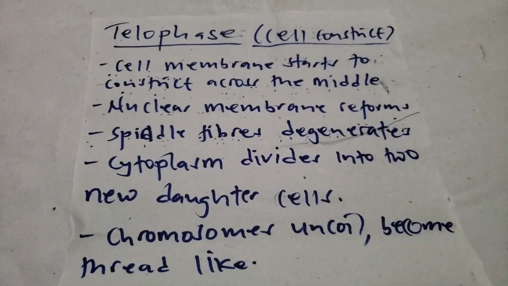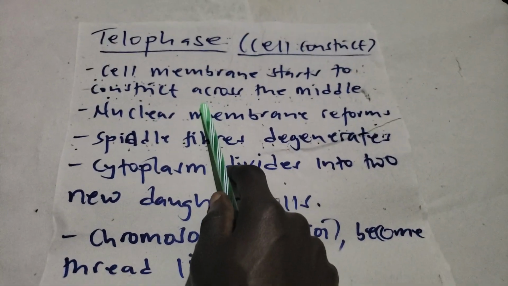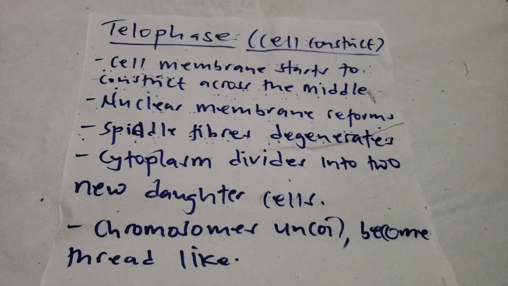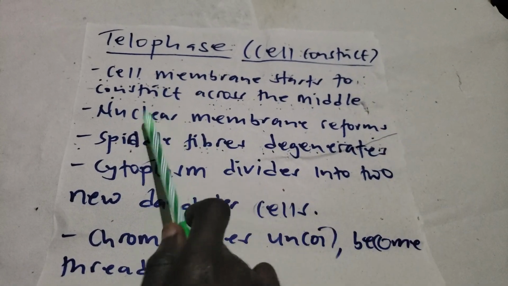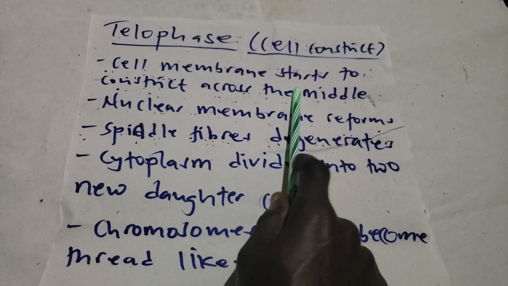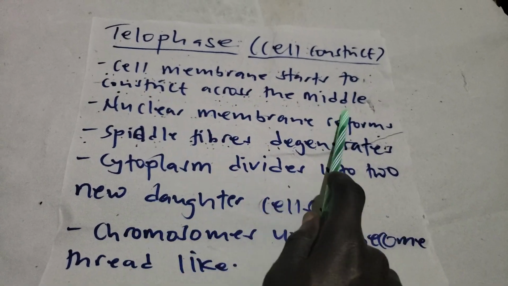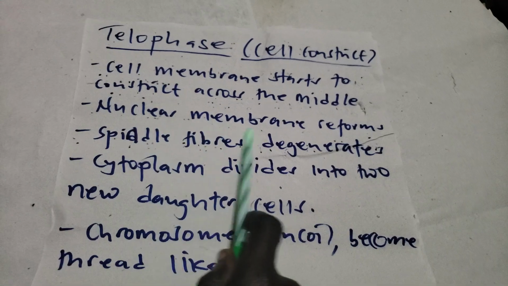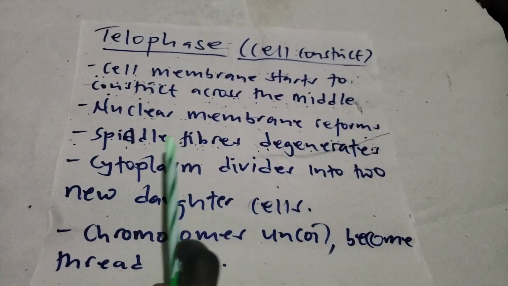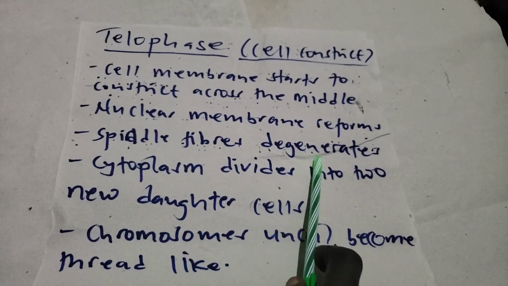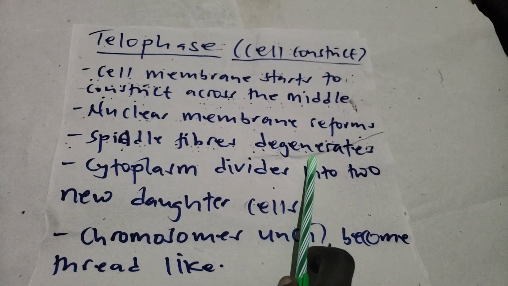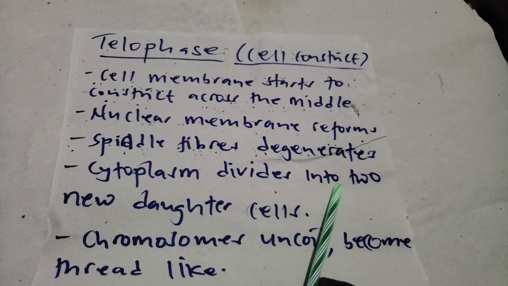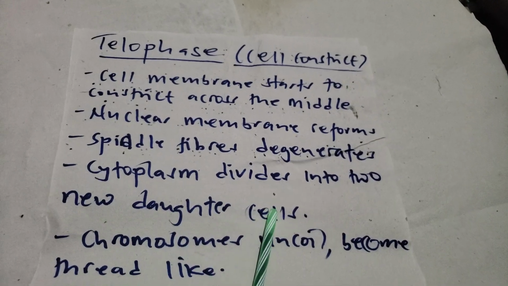Our last stage is called the telophase. Telophase is our last stage, and we can call it the cell constriction stage. We are saying that the cell membrane starts to constrict across the middle. We are saying that the nuclear membrane reforms, then the spindle fibers degenerate. The word degenerate can mean disappear. Then we are saying the cytoplasm divides into two new daughter cells.